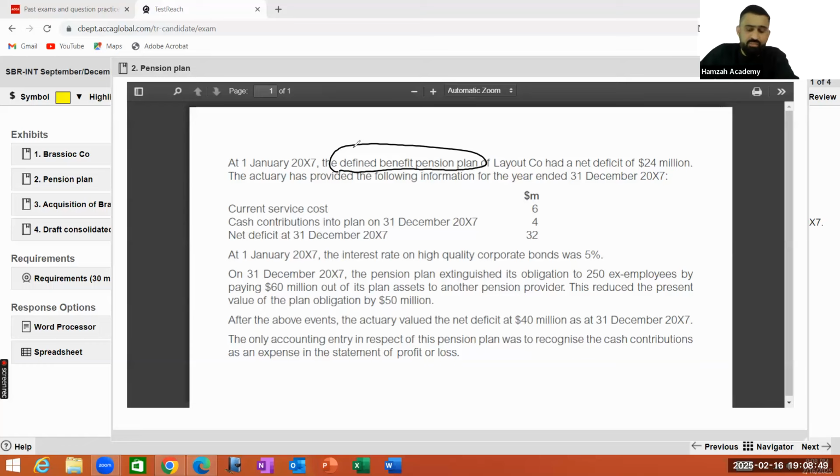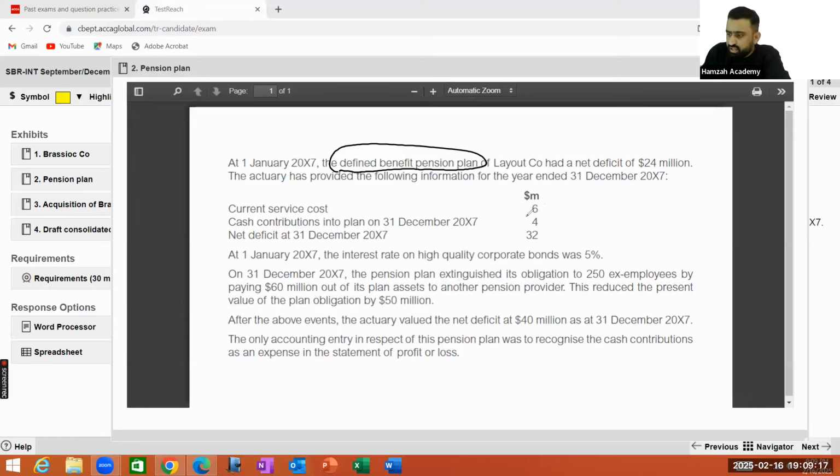Now, in a defined benefit plan, you need to recognize a net interest, which will be recognized in profit and loss account. Current service cost is recognized in profit and loss account. And the cash contribution into the plan by the employer basically increases the value of the plan asset or decreases the net liability. When there is an increase in plan asset, obviously the net liability would decrease.